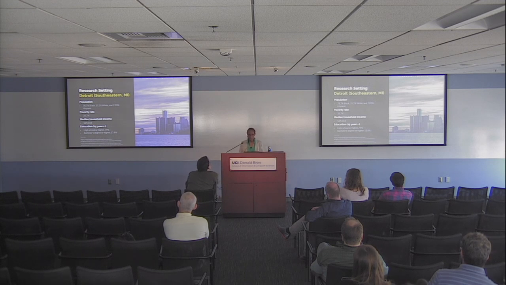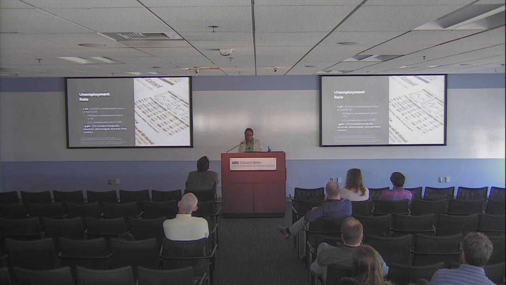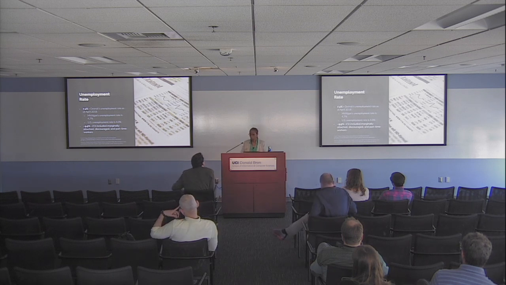The demographics of our job seekers are representative of the Detroit area, which is shown here, where almost 80% of the population is black, 10% white, and 7% Hispanic. The poverty rate of the area is 35.7%, and the median household income is less than $30,000. So while 79% of the population have a high school degree or higher, only 13.8% have a bachelor's degree or higher. And so Detroit's unemployment rate stood at 7.4% in April of 2018. This is well above Michigan's unemployment rate of 4.7%.